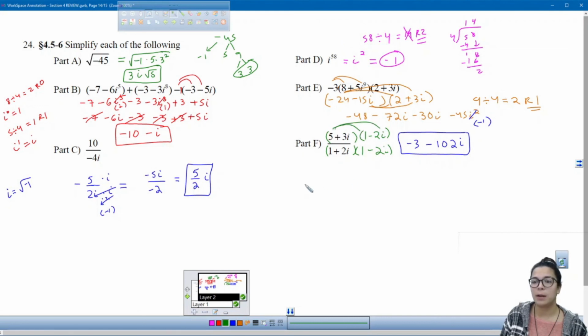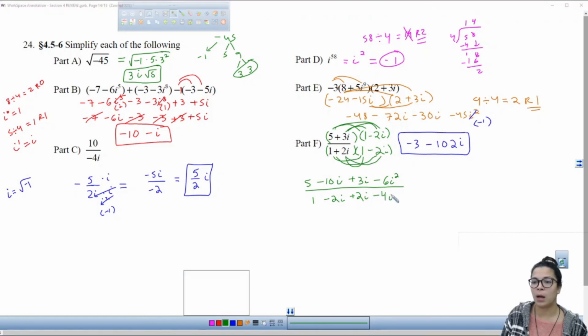So I'm going to go ahead and distribute. 5 times 1 is 5. 5 times -2i is -10i. 3i times 1 is 3i. 3i times -2i is -6i squared. In the denominator, 1 times 1 is 1. 1 times -2i is -2i. 2i times 1 is 2i. And 2i times -2i is -4i squared.